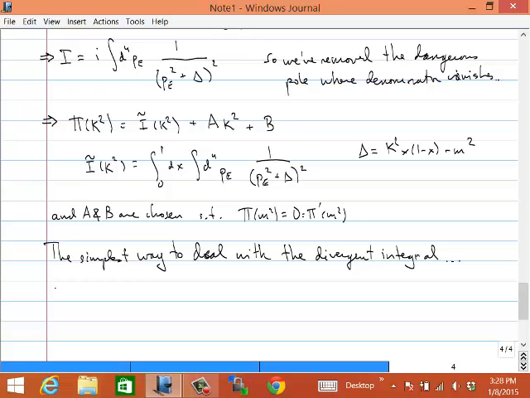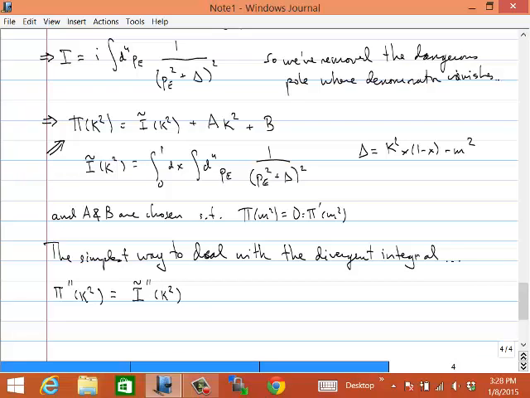And so what we really need to think about then is the second derivative of pi with respect to k squared. The second derivative of pi with respect to k squared is found just by taking the second derivative of this formula here. So A and B won't contribute. They'll vanish when you take 2 derivatives. And so you just get the second derivative of I with respect to k squared.